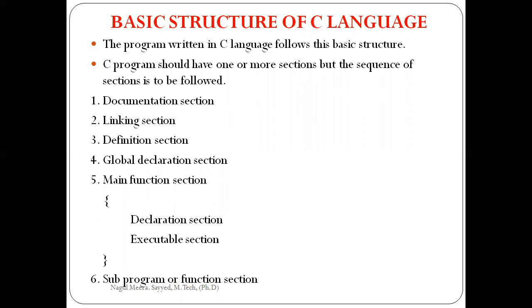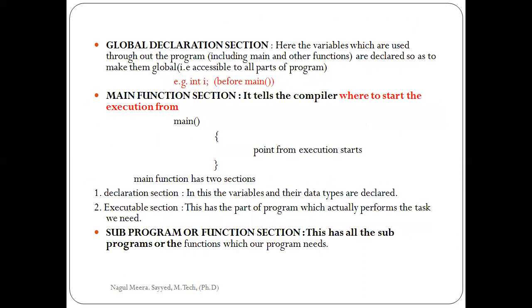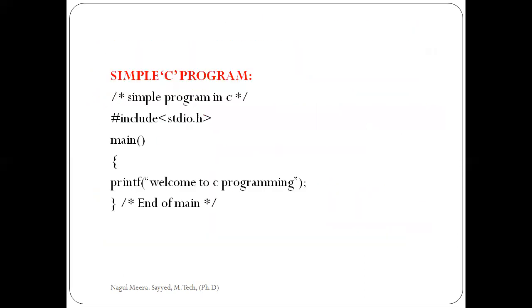Then, a real time example. This is our first program, a simple C program. In this we want to create a welcome to C program message. So what is the main objective of this program? Using this program, we want to create a message that is welcome to C program. How do we create it? I will explain one by one.